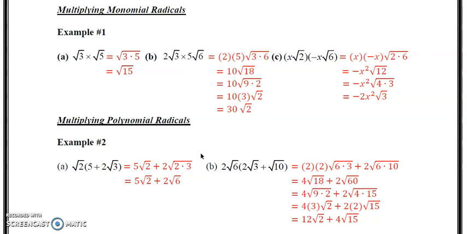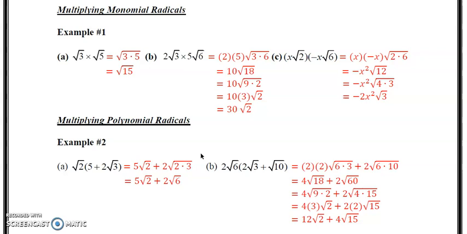We're going to multiply monomial radicals. So when we multiply a radical by a radical, so you'll have the square root of 3 multiplied by the square root of 5. That becomes the square root of 3 multiplied by the 5. So they come underneath one radical sign, and that becomes the square root of 15.